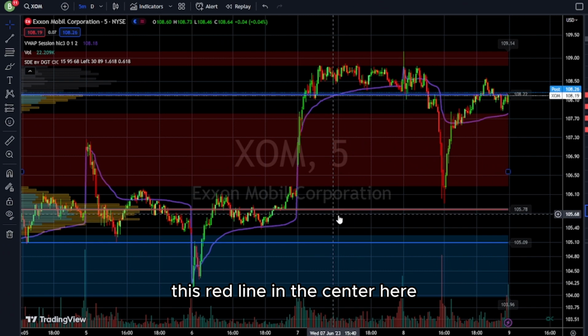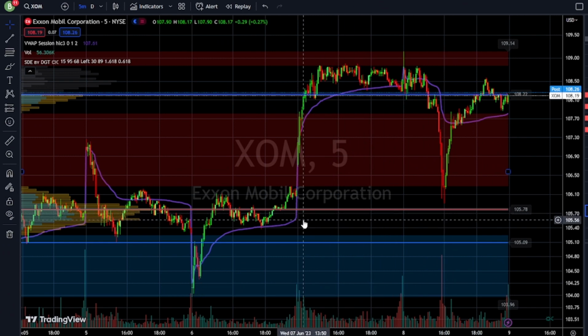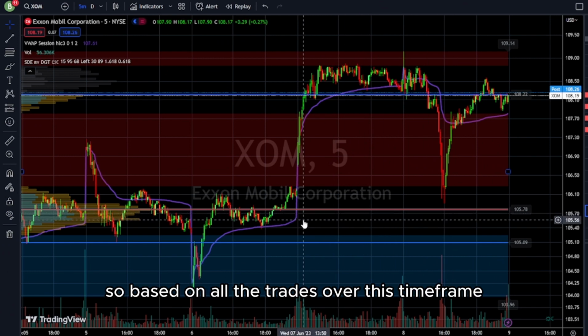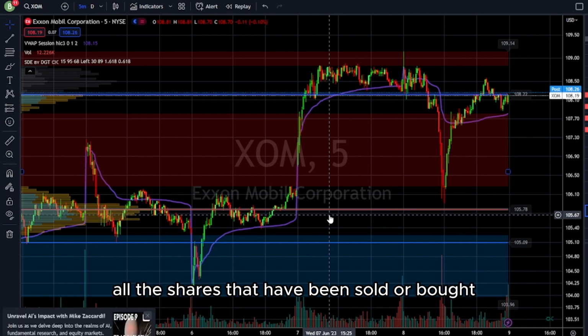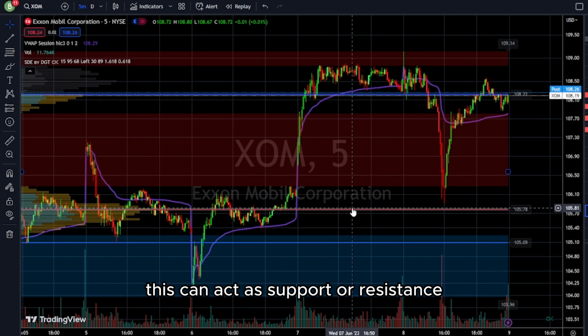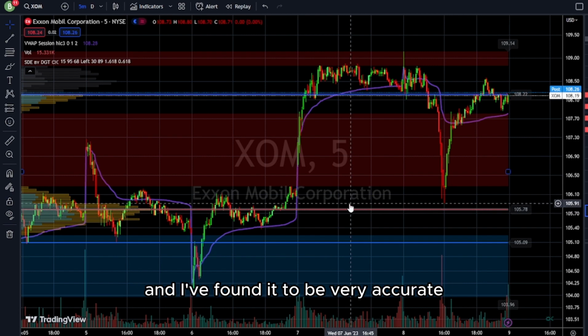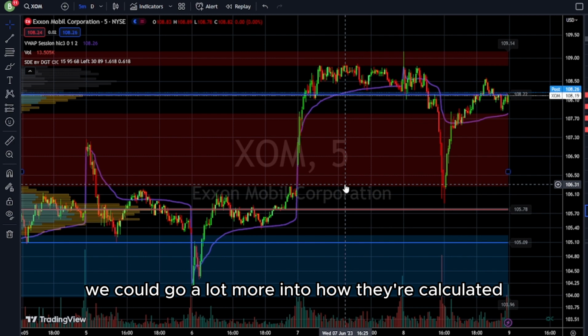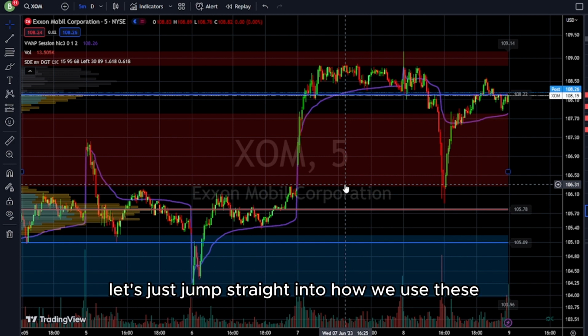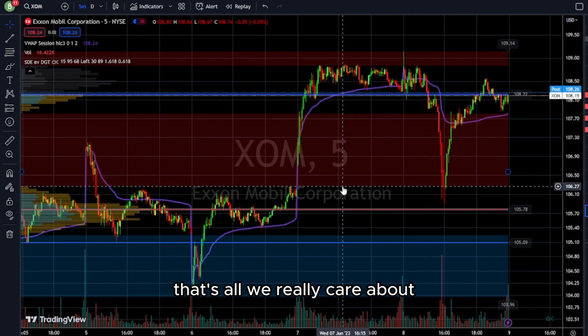This red line in the center here is the equilibrium point. So based on all the trades over this time frame, this is the average price of all the shares that have been sold or bought. This can act as support or resistance depending on how the price is moving, and I've found it to be very accurate in predicting those moves. We could go a lot more into how they're calculated, but instead let's just jump straight into how we use these to make money. That's all we really care about.